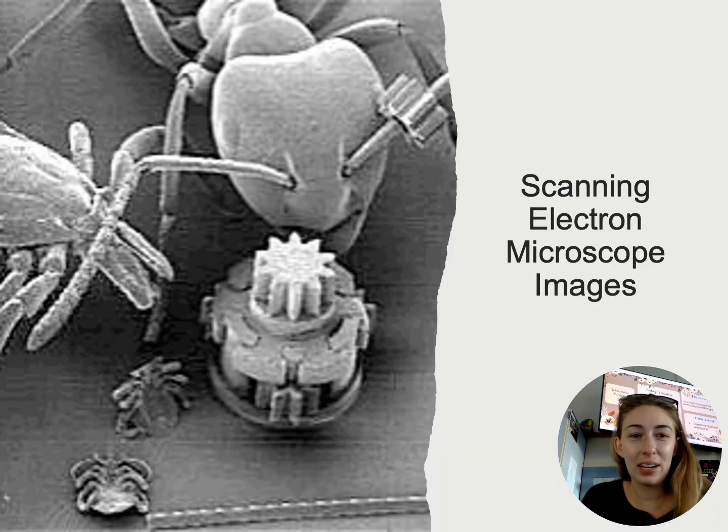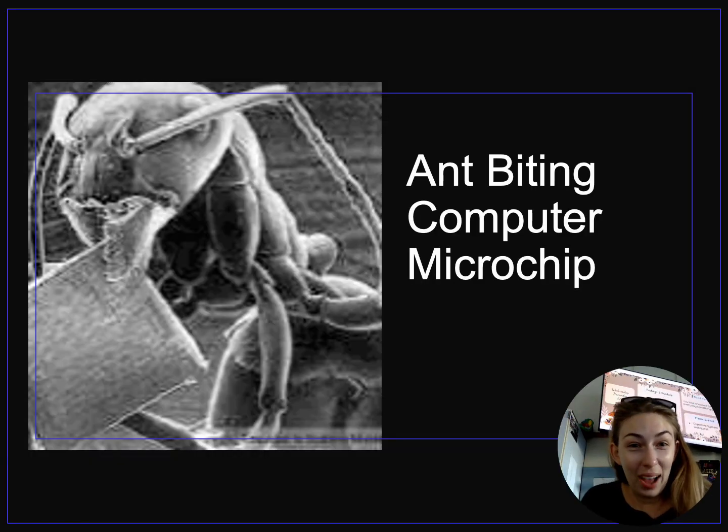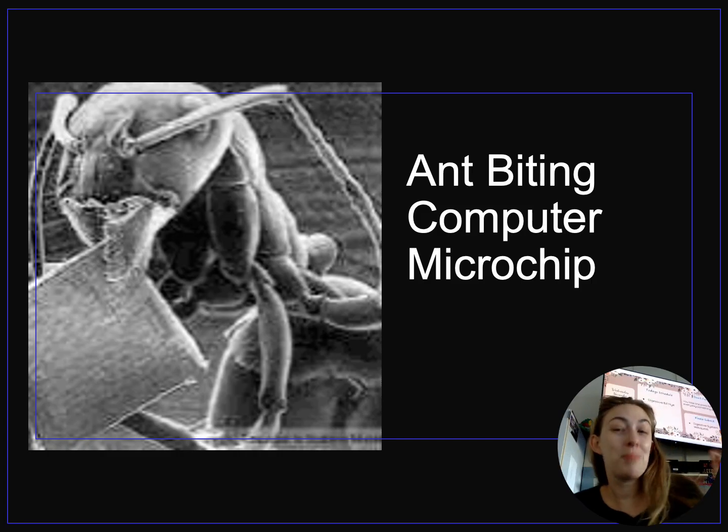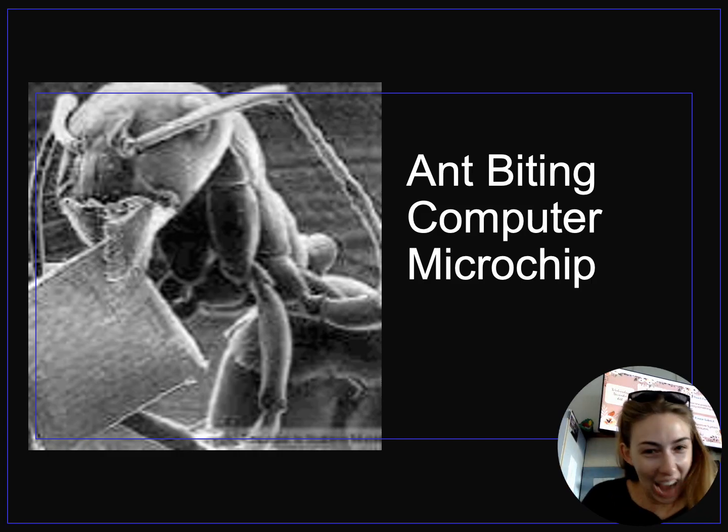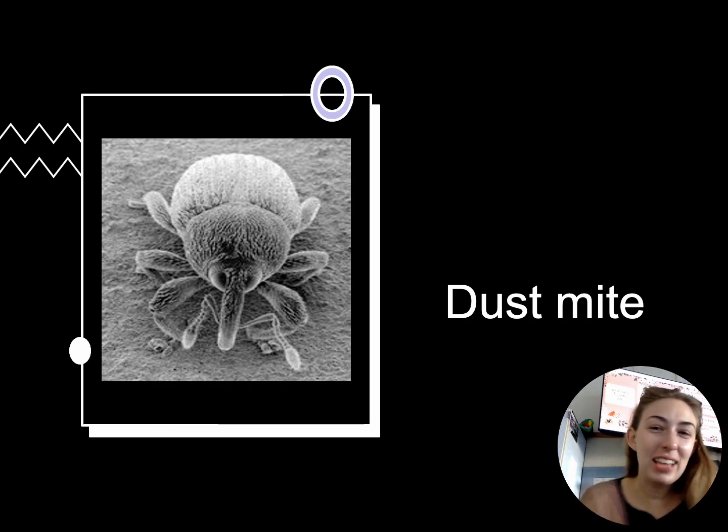And then right here, these are insects next to a tiny component of a computer. This one's even more wild. This is an ant biting a computer microchip. Those microchips have gotten so small. And here we have a dust mite.